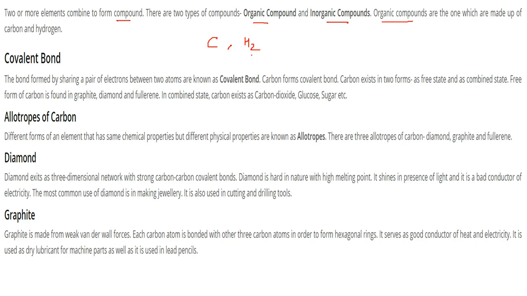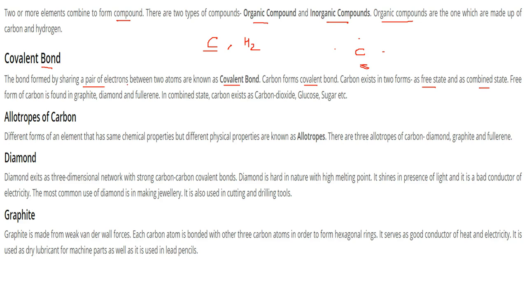These are organic compounds. So there are certain bonds like ionic bond and covalent bond. The ionic bond is formed by the permanent transfer of the electron. But the covalent bond, as we are discussing carbon, is formed by sharing of a pair of electrons between two atoms. Carbon has 4 valence electrons, so carbon forms covalent bonds, and carbon exists in two forms. It can be in free state or a combined state.